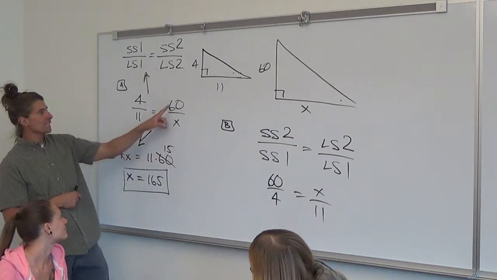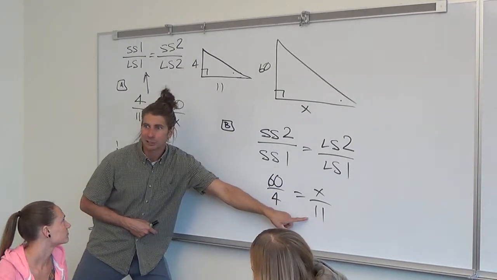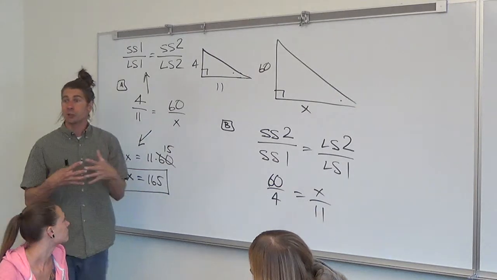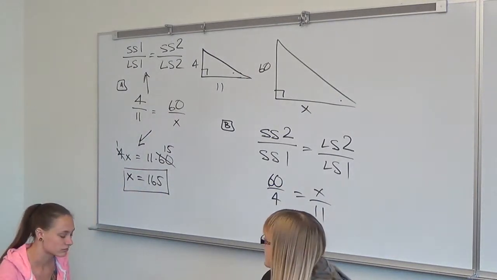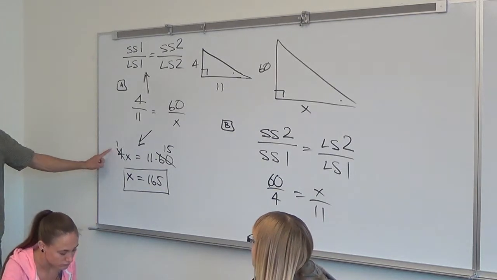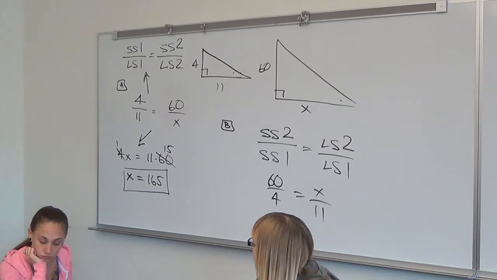Look at the diagonals. 60 and 11 are on a diagonal. 4 and x are on a diagonal. If you did the cross multiplication that you guys mentioned before, you'd get right to here, wouldn't you? You'd actually get to the exact same equation. If we use the triangle, we get the exact same expression. So they are the same solution.